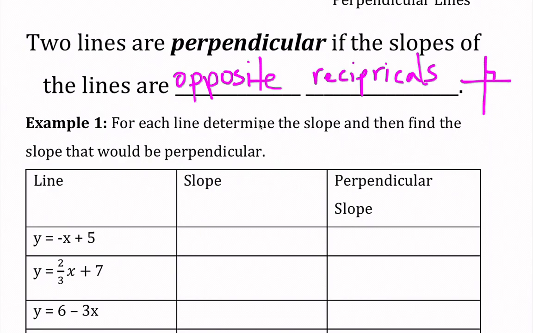All right, so on line 1, it gives me the equation y equals negative x plus 5. So we have to find the slope of the given line. So remember, we identify our x and look at the number in front of it. It's actually a negative 1.